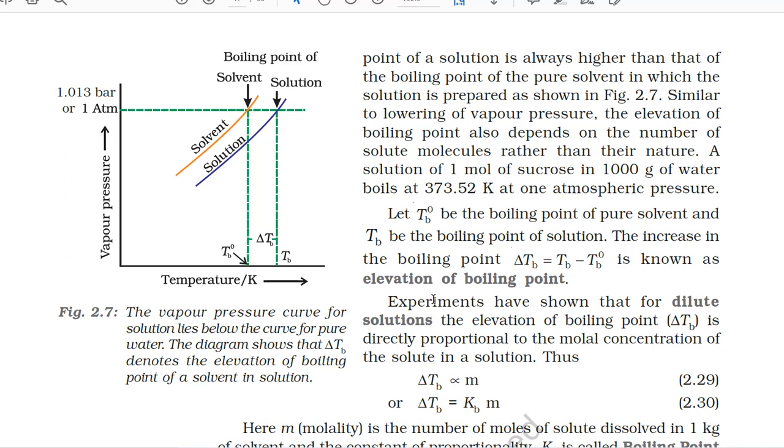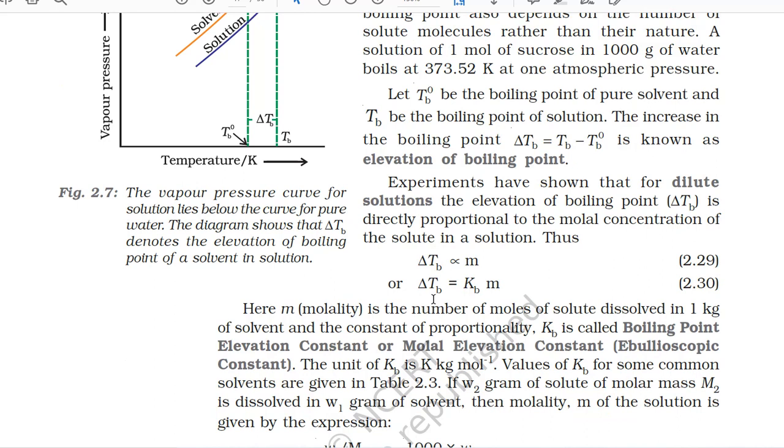Similar to lowering of vapor pressure, the elevation of boiling point also depends on the number of solute molecules rather than their nature. A solution of 1 mole of sucrose in 1000 gram of water boils at 373.52 Kelvin at 1 atmospheric pressure. Let T0b be the boiling point of pure solvent and Tb be the boiling point of solution. The increase in the boiling point, ΔTb = Tb − T0b, is known as elevation of boiling point.